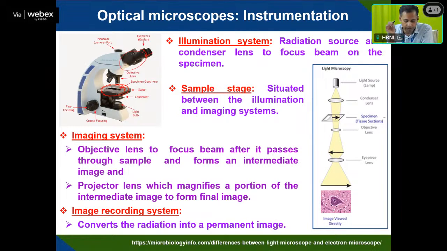So there is an objective lens to focus the beam, so the beam can be focused, and then you have a projector. There you will get an image like this type. You will be able to get an imaging recording system that converts radiation into different parameters. You can see the light source, the lamp, on the top here. Either it's a UV or a visible lamp, and then you have a condenser lens and the specimen is here, the tissues or some sample, then it passes to the objective, the eyepiece, and finally you'll be able to get an image on the projector. So this is the outline of an optical microscope.